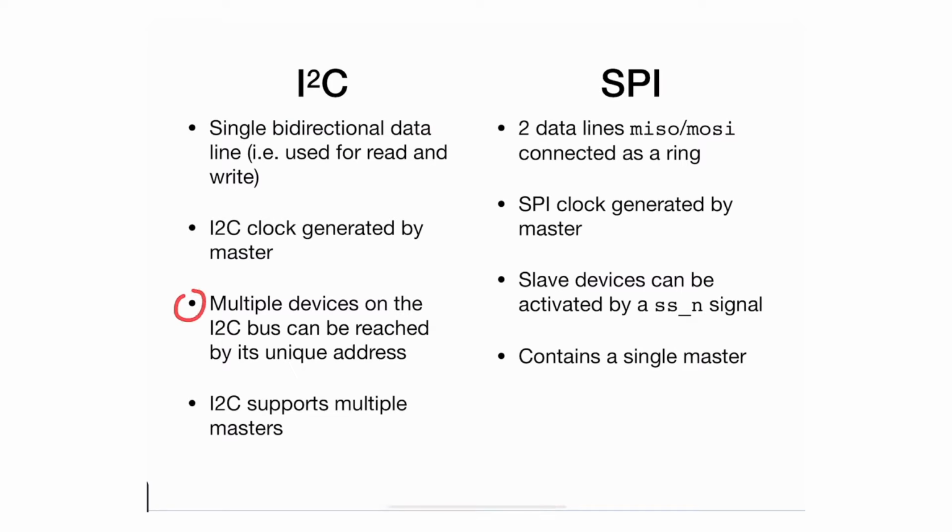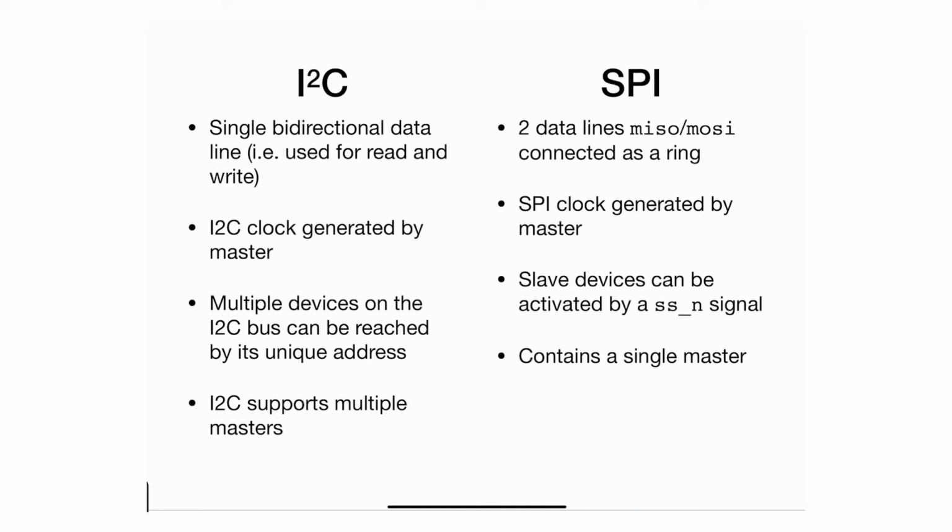In I2C, multiple devices can be on the I2C bus, okay? And these devices can be reached using an address. SPI can also support multiple slaves, but these slaves can be activated only using a slave select signal, or what we call SS_N, and _N meaning that it's activated low. So both of these protocols support multiple devices, but I2C has unique addresses as opposed to slave select signals.